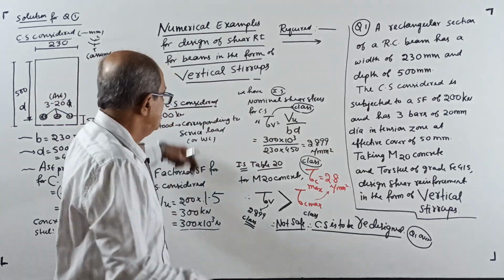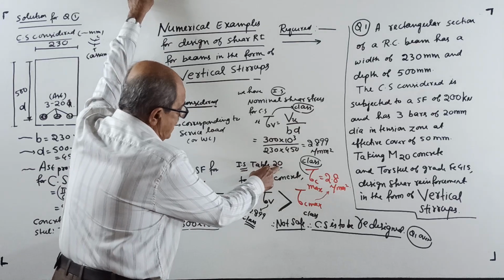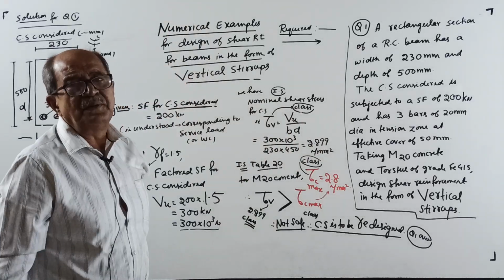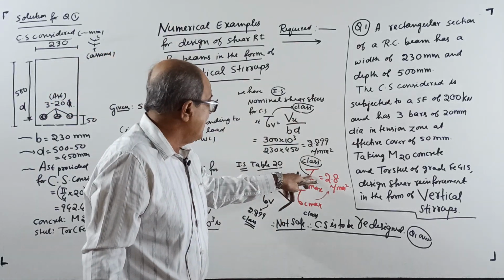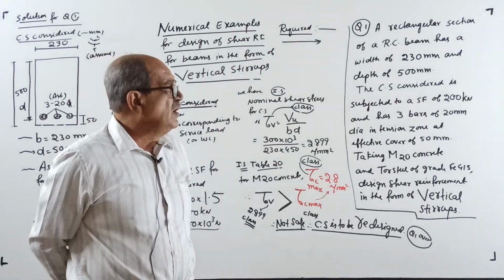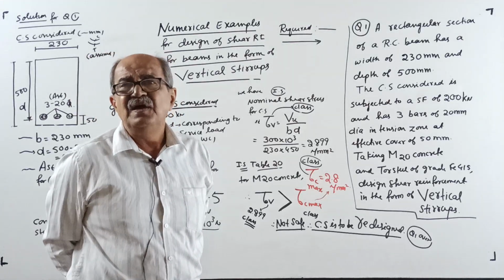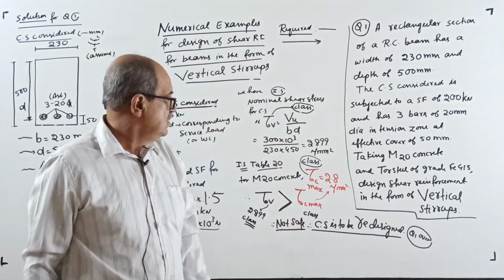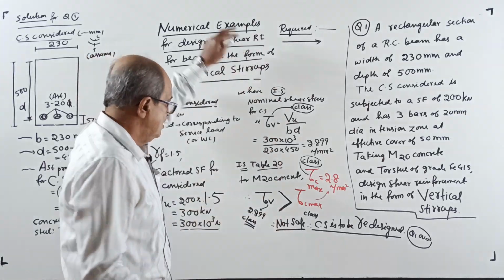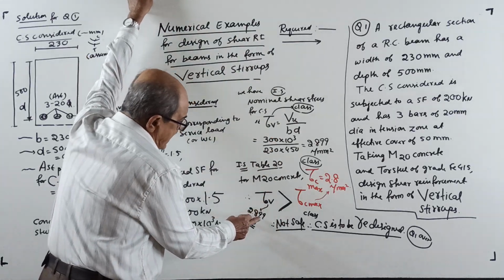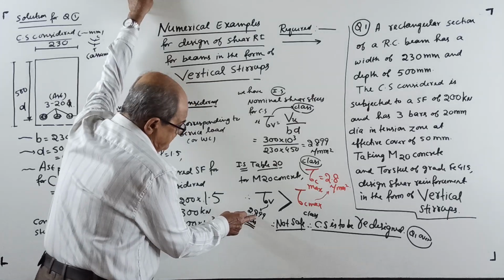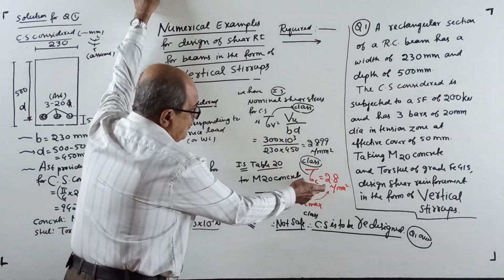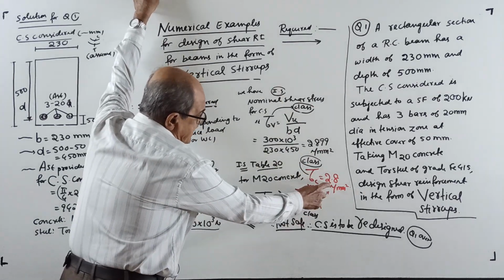Now refer to IS code Table 20. For M20 concrete, tau C max is 2.8 Newton per mm square. You can write here, tau C max is the maximum limit for shear stress even after providing shear reinforcement. So the shear stress of 2.899 is the actual stress. This is the limiting stress for the cross section, based on concrete, 2.8.